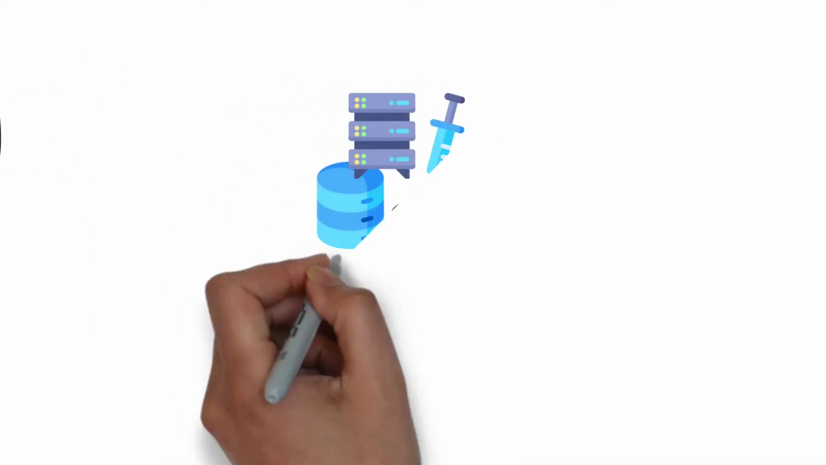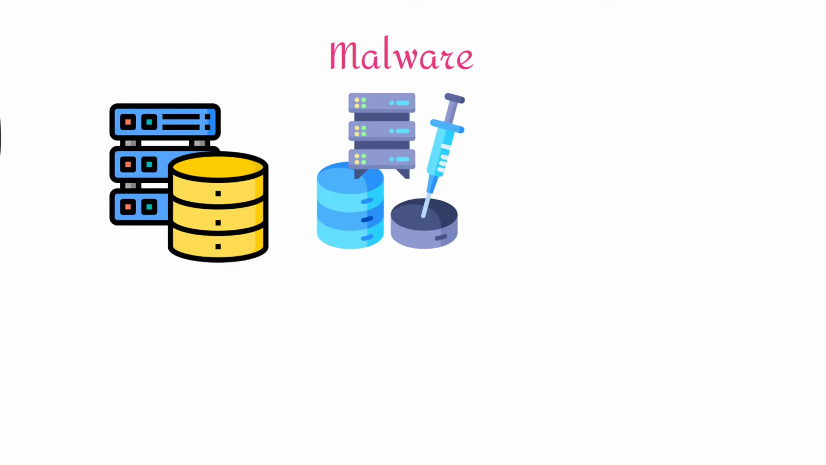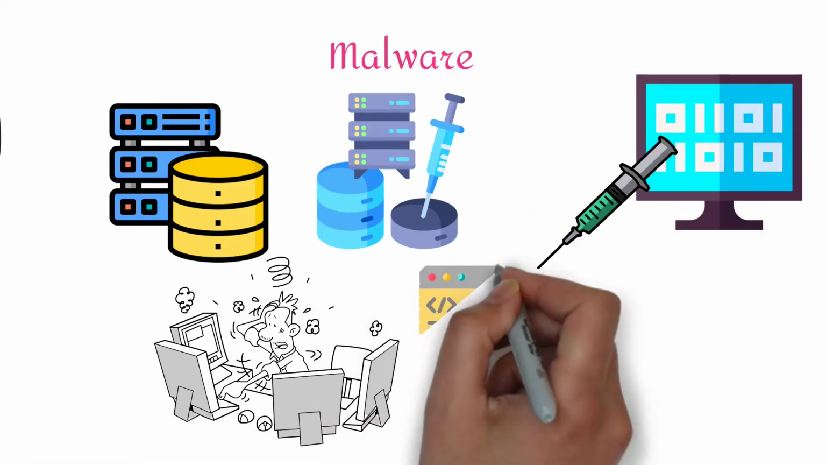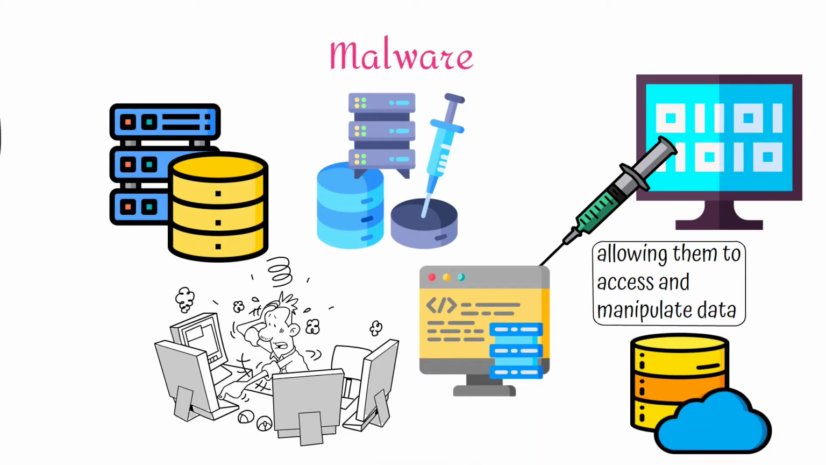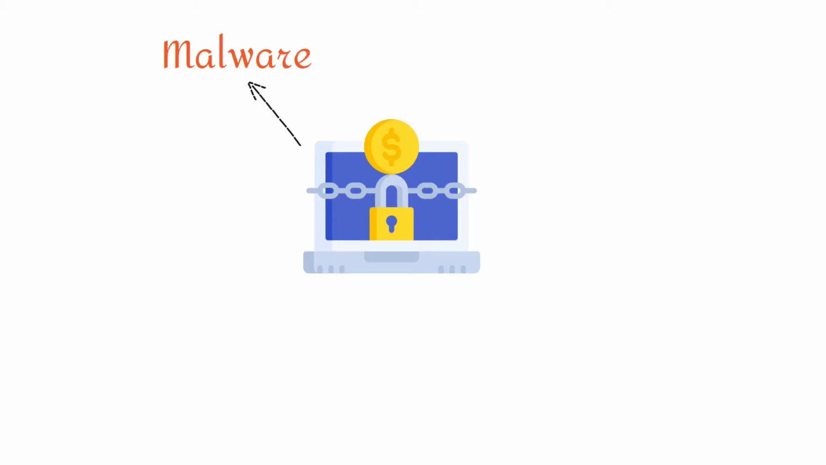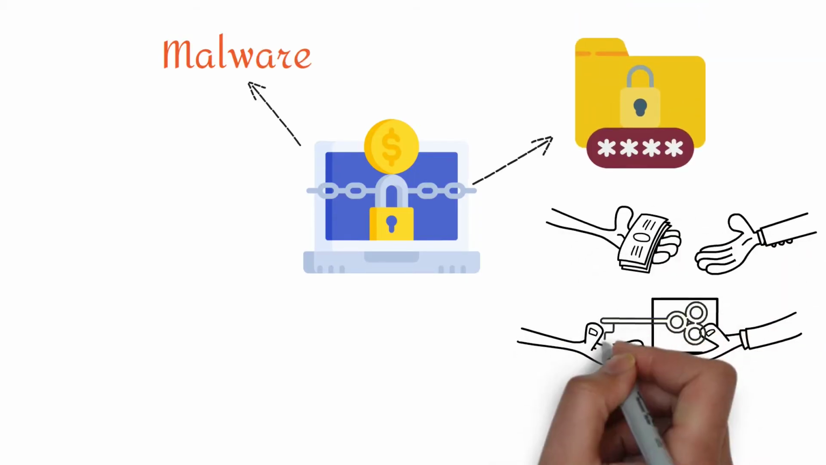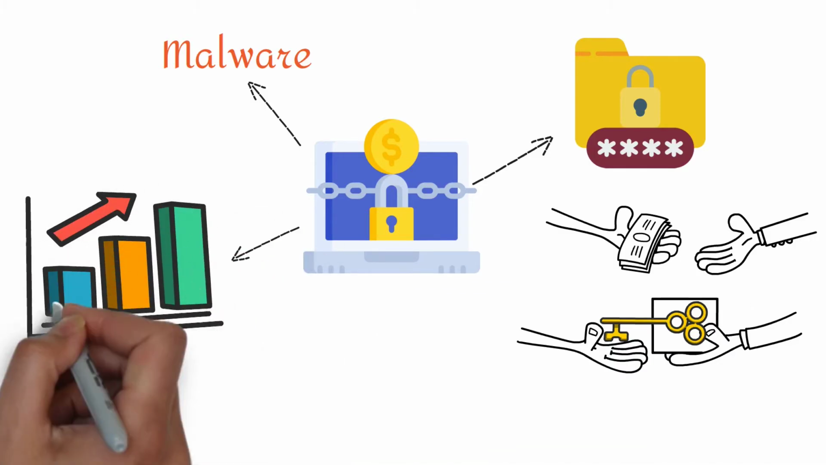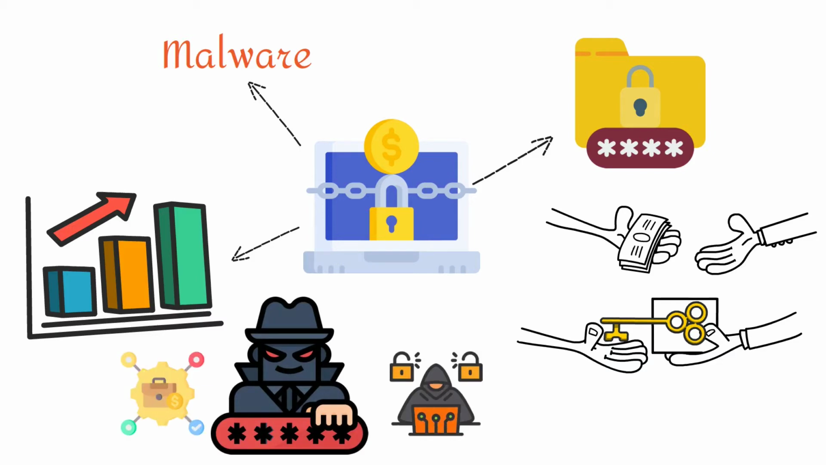SQL injection attacks are a type of malware that targets databases and web applications. Attackers use malicious code to inject SQL statements into a web application, allowing them to access and manipulate data in the database. Ransomware is a type of malware that encrypts files on a system and demands payment in exchange for the decryption key. Ransomware attacks have become increasingly common in recent years, with attackers targeting businesses and individuals.